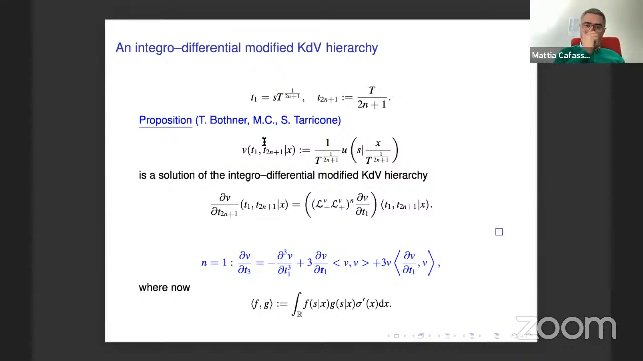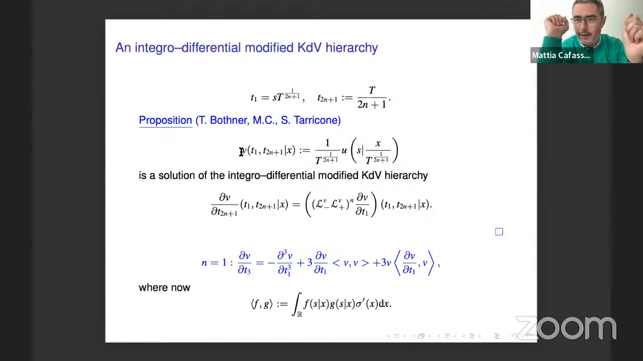And once you have your solution V to the integro-differential Painlevé 2 hierarchy, you define U by this formula, and vice versa. You have U, the solution of Painlevé 2, and you define V in this way. And then you have that this V is a solution of the integro-differential modified KdV hierarchy, in which, let me just say something about the notation.